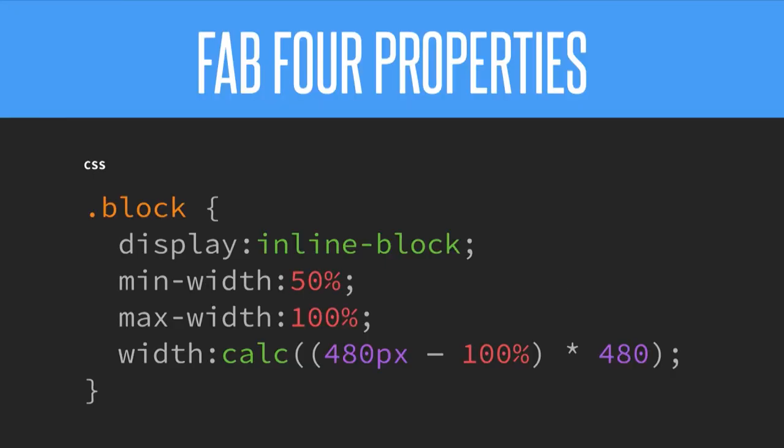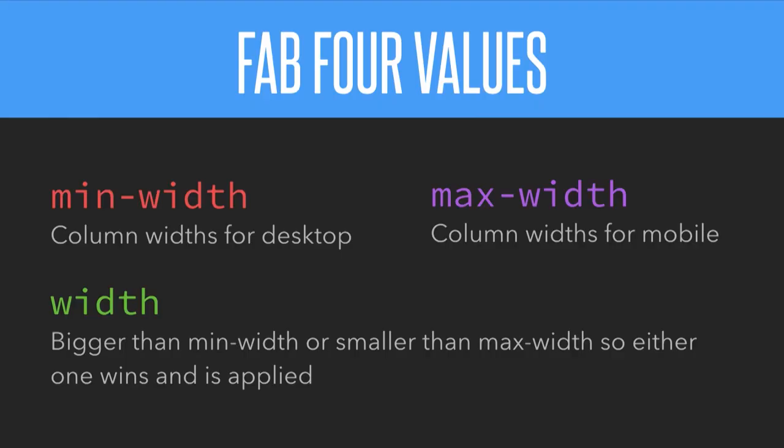This should be inline, but this is what a Fab 4 property would look like for a column that we want. We would display inline-block, so we can mimic floats to have things stacked next to each other if we want. We're going to have min width and max width as fluid percentages, and for the width, we're actually going to use calc. Here's what these properties mean. Min width is going to be the column width you want for desktop. Max width is the column width for mobile. And width is basically used to determine which one wins out.